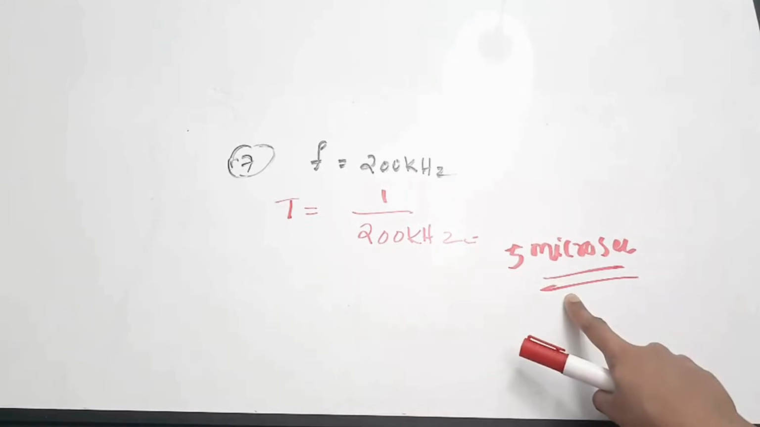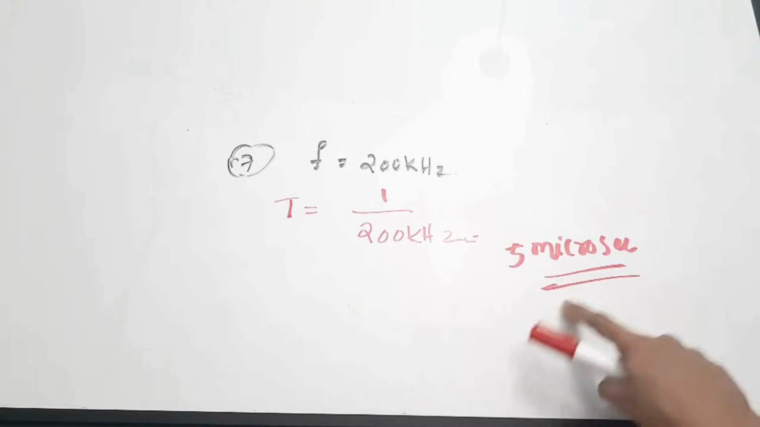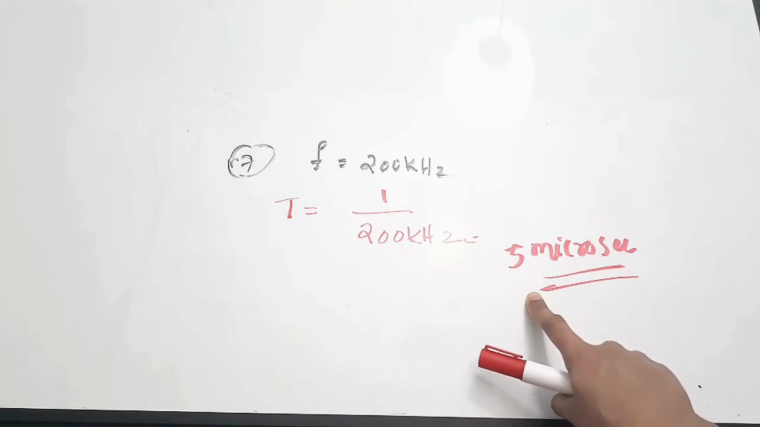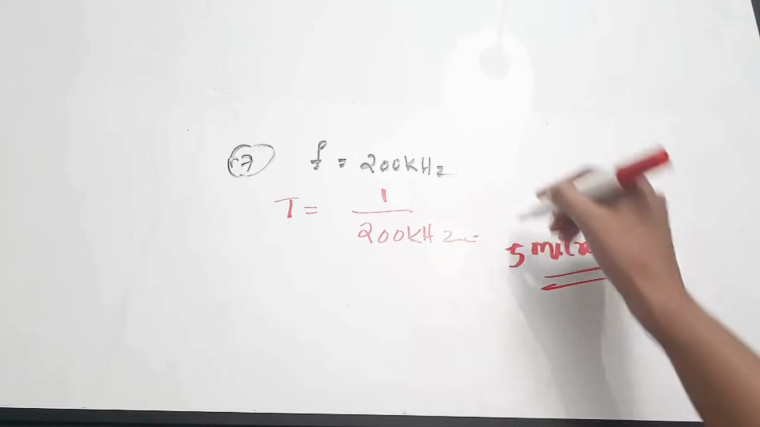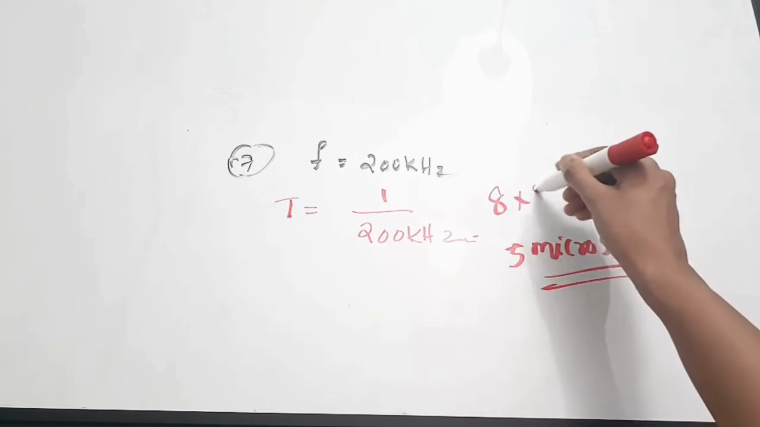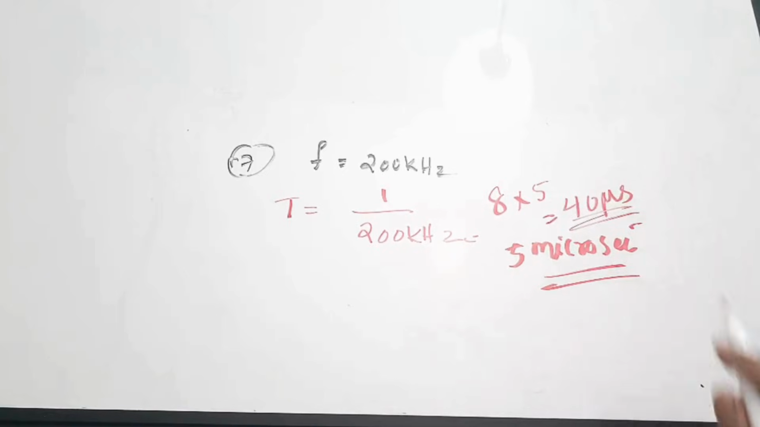Now this is the time period. The question is not what the time period is. The question is how much time is taken for 8 bits to enter. So 1 bit takes this much time, as we are going for a serial in shift register, serial in parallel out or serial in serial out, whatever, it is a serial input. So if the bits are entered serially, every bit will take this much time. So 8 bits means 8 into 5, that is 40 microseconds will be the time taken.